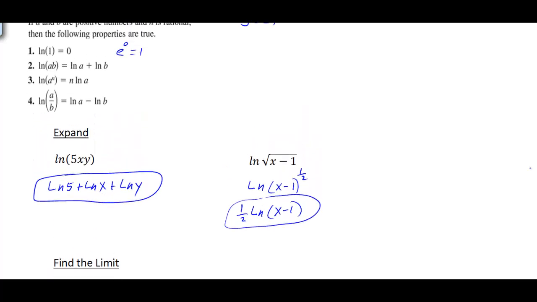Okay, so if you need to, make sure you go back and review some of these properties here. You will need to use this a little bit as we go through the chapter.